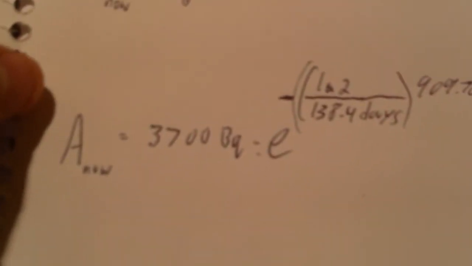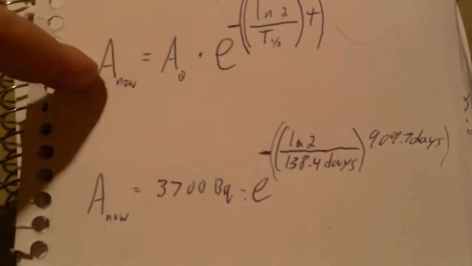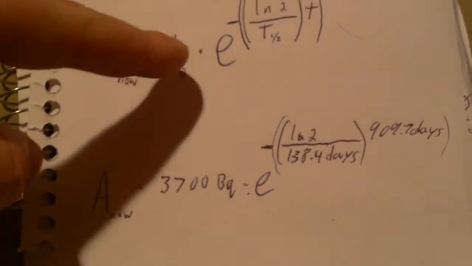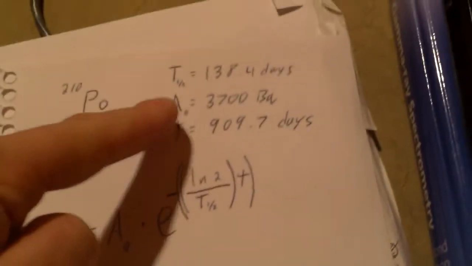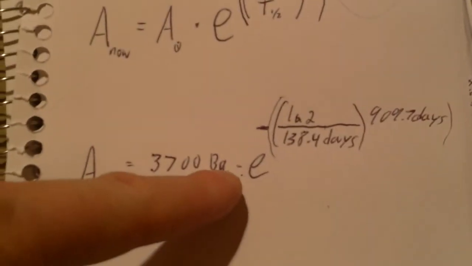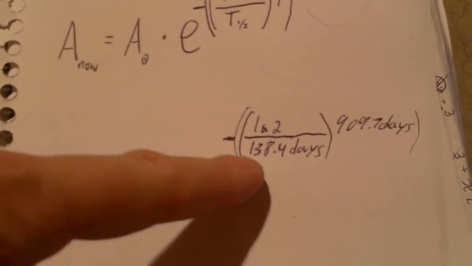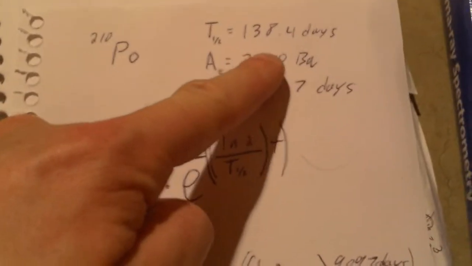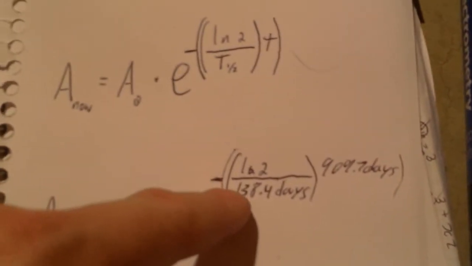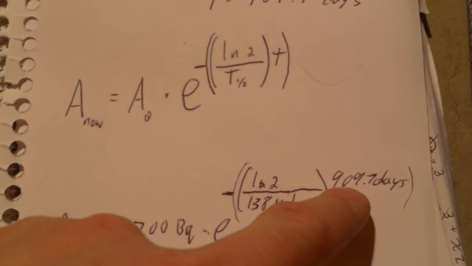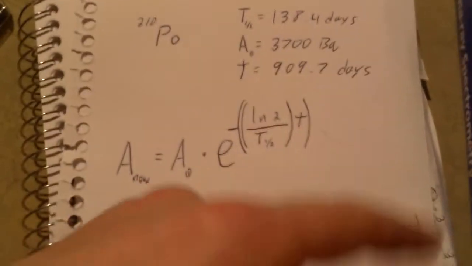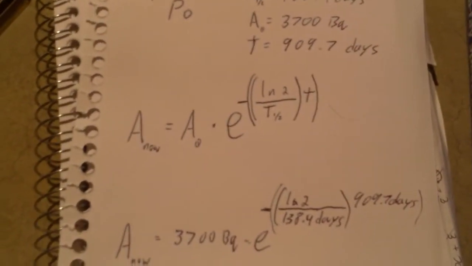This is actually reasonably simple math. Let me show it to you here. I took these variables and put them into this, and this is what I ended up with. Activity now is equal to the original activity. I put in 3,700 becquerels, right? This original activity, multiplied by e raised to the negative natural logarithm of 2, divided by the half-life, 138.4 days, right? There's the half-life, T sub half. And I multiplied that by 909.7, the number of days that's gone by, right? Very simple. And that will give us the answer.